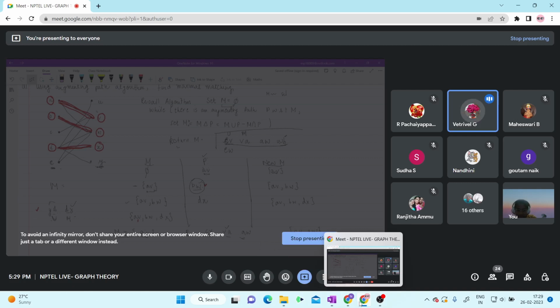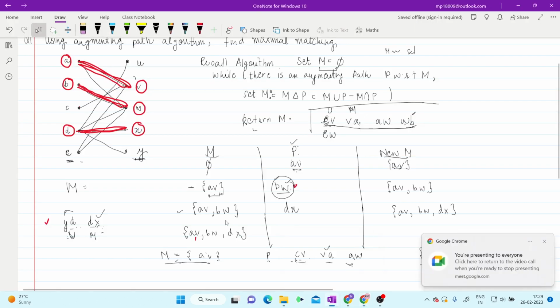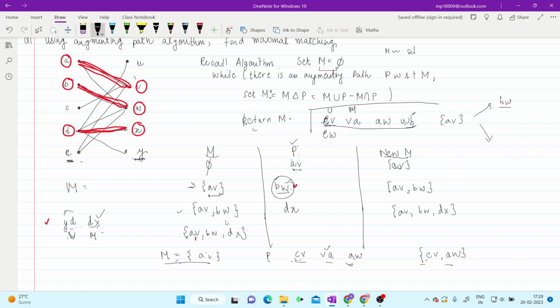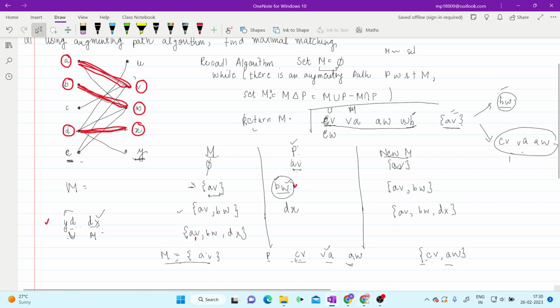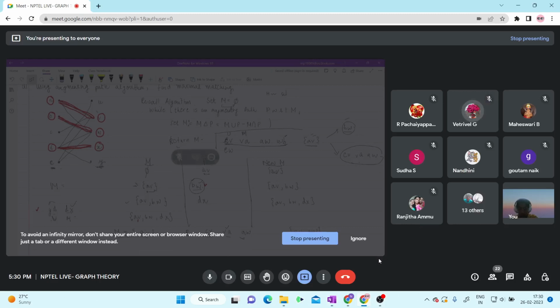So here in this example only, with respect to this matching AV, we are getting two paths. One path is BW, which is an augmenting path. The other path is CV, VA, AW. So this particular augmenting path has no intersection, but this particular augmenting path has an intersection. So if you are given a matching, both possibilities are possible. It's not that you'll always be able to find an augmenting path without some intersection. Okay, ma'am. Is it fine?